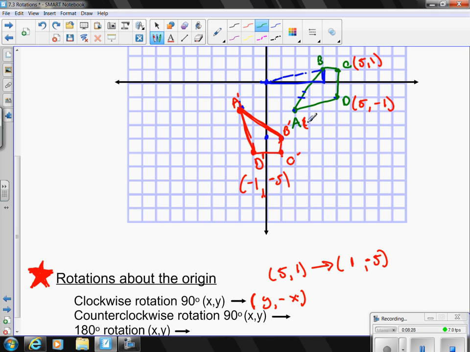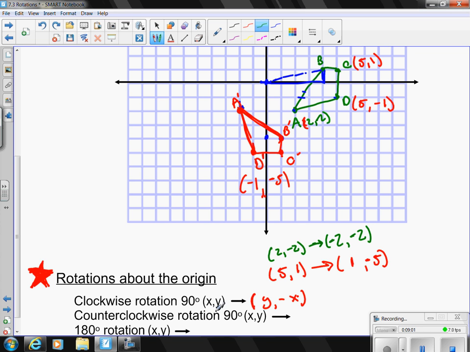A was at 2, -2. So 2, -2. This arrow means gets mapped to. 2, -2 gets mapped to. We're going to flip your x and y coordinates around, but your x coordinate, when you flip it over here, is going to become negative. So this was a 2, so now it becomes a -2, and your y coordinate just moves over here. So it didn't change. So A prime should be at -2, -2.